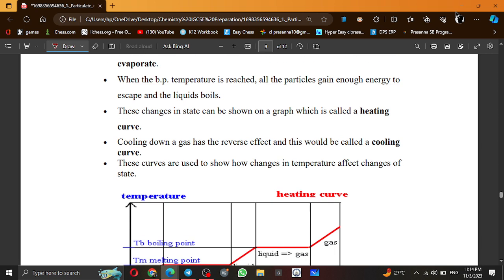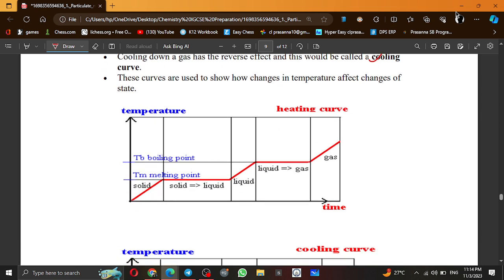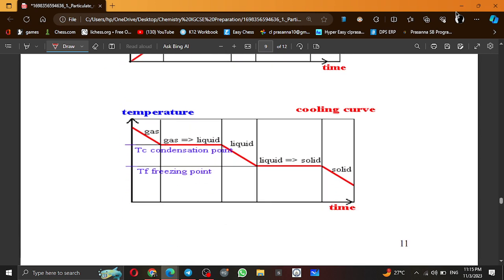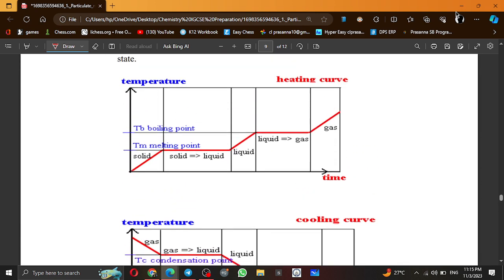This can be represented on a heating curve and a cooling curve. Let me just tell you before we start: the heating curve and cooling curve are exactly the opposite. While the heating curve goes up, the cooling curve comes down. So we have our solid. Temperature increases, time goes forward. A point comes at which the solid changes to a liquid, and the temperature remains the same because energy is required to break the bonds of the solid to form a liquid.